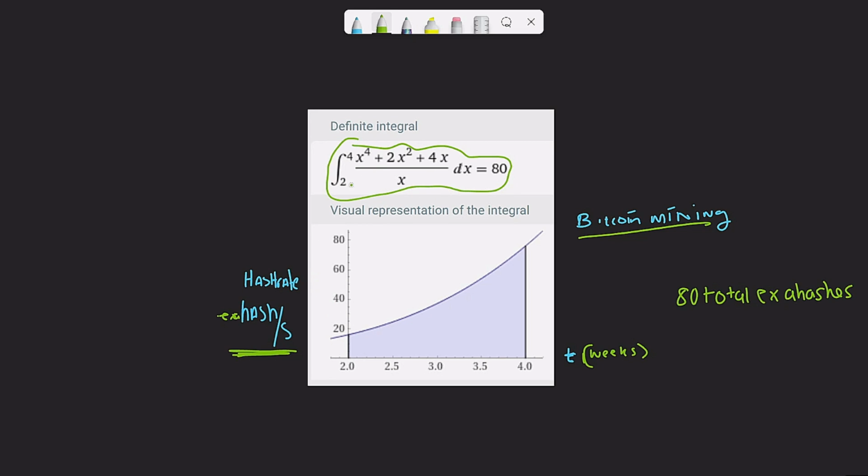And when we found the derivative, we actually found at 3, so 1 week later, the actual rate of change at that given point. So we found the slope of the tangent line right here. And I forget what it was. I think it was 29. It was 29. And so this is actually 29 hashes at 3 weeks, which looks about right.